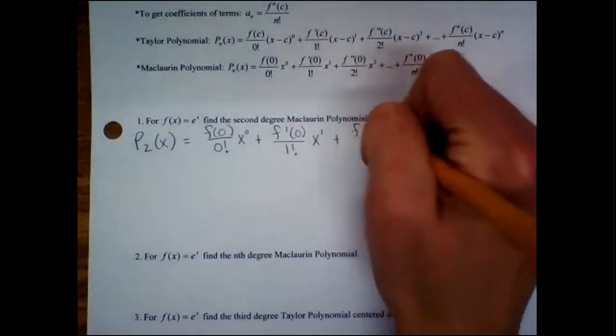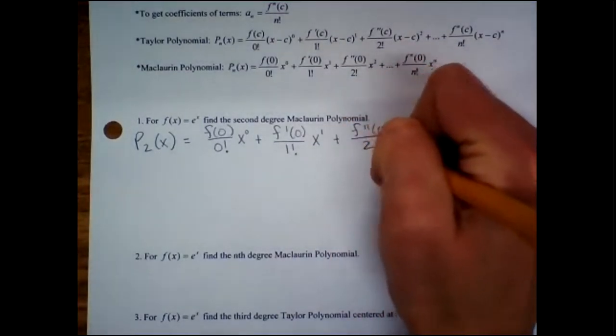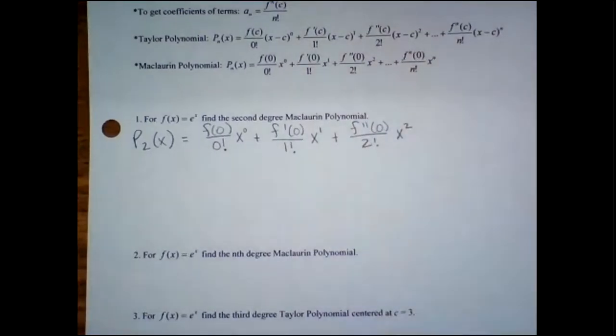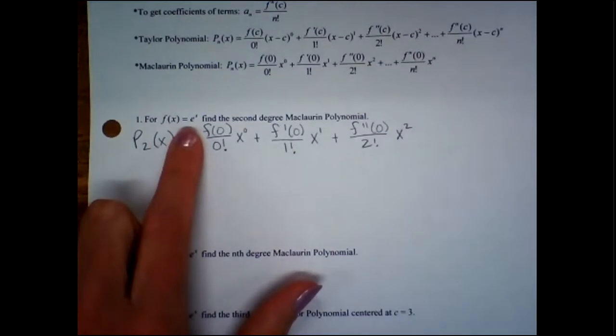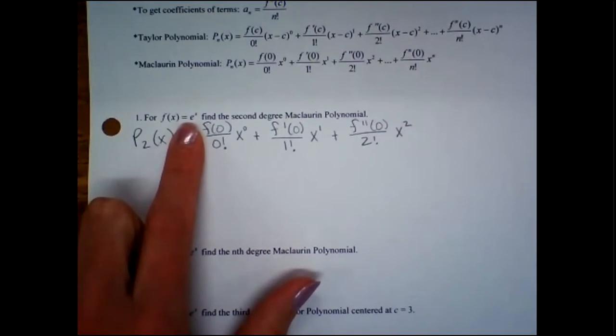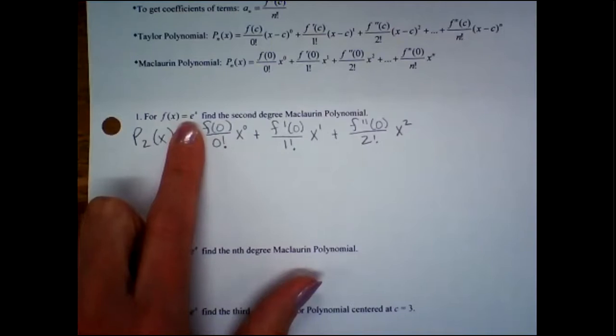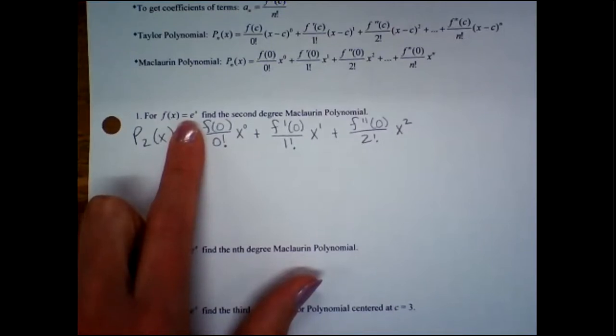And then the second derivative at 0 over 2 factorial x to the second. And then we can stop there because it just said second degree. Now you need all of those derivatives. What's the really awesome thing about e to the x? The first derivative is e to the x, the second derivative is e to the x, the third derivative is e to the x. We use e to the x a lot for these because it makes life easy, okay?